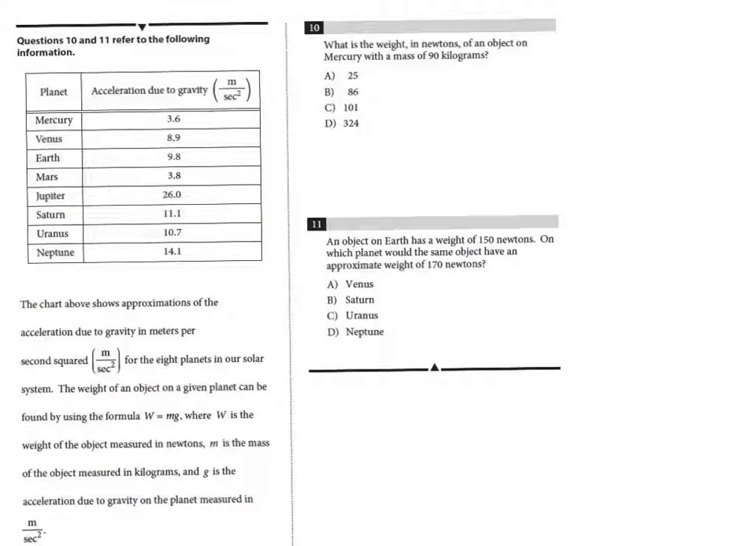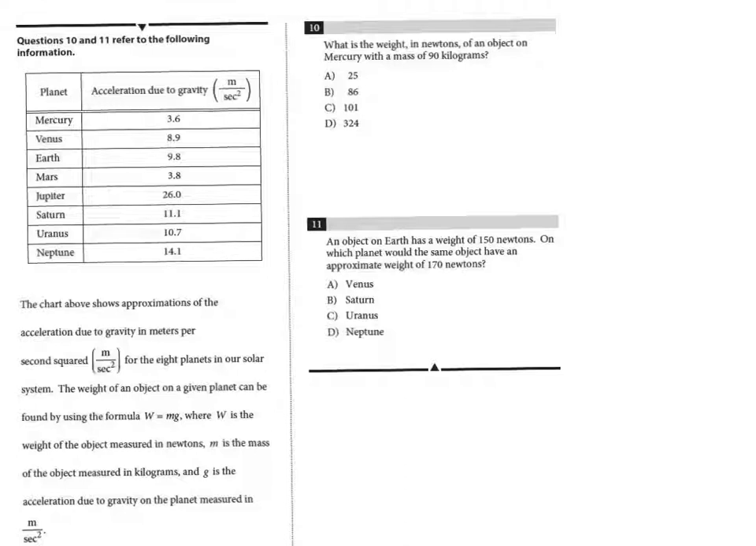All right. The chart above shows approximations of the acceleration due to gravity in meters per second squared for the 8 planets in our solar system. The weight of an object on a given planet can be found by using the formula weight equals mass times gravity, where W is the weight of the object in newtons, m is the mass of the object measured in kilograms, and g is the acceleration due to gravity on the planet measured in meters per second squared. Okay, 10. What is the weight in newtons of an object on Mercury with a mass of 90 kilograms?